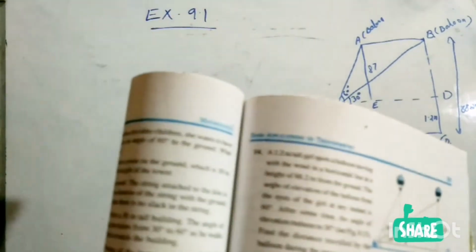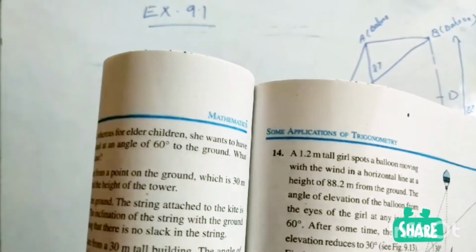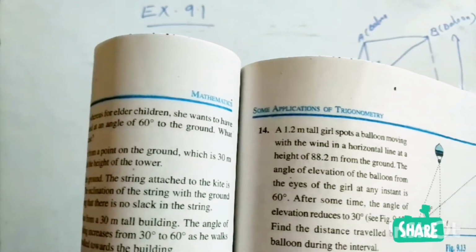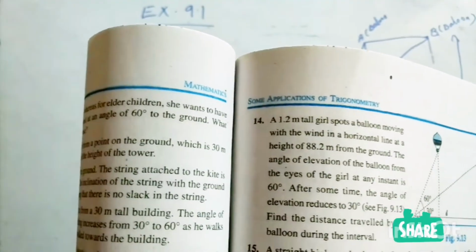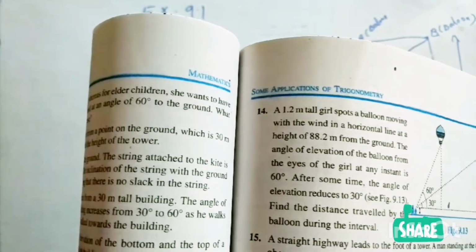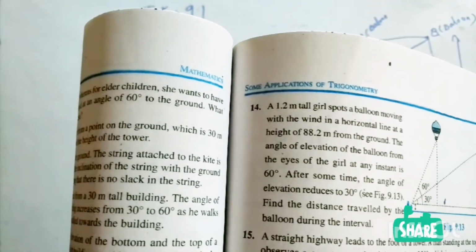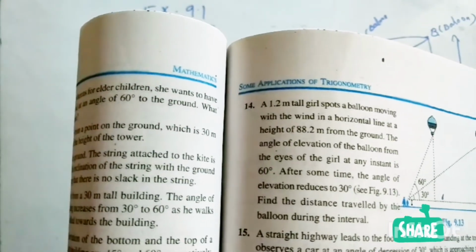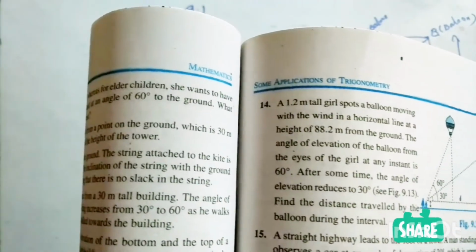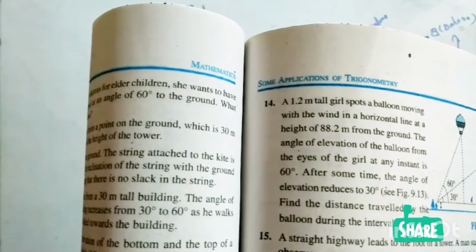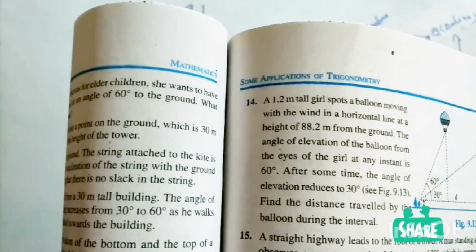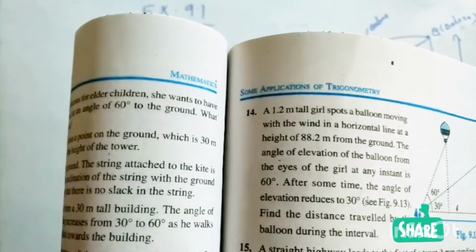14th question. A 1.2 meter tall girl spots a balloon moving with the wind in a horizontal line at a height of 88.2 meter from the ground. The angle of elevation of the balloon from the eyes of the girl at any instant is 60 degree. After some time, the angle of elevation reduces to 30 degree. Find the distance traveled by the balloon during the interval.